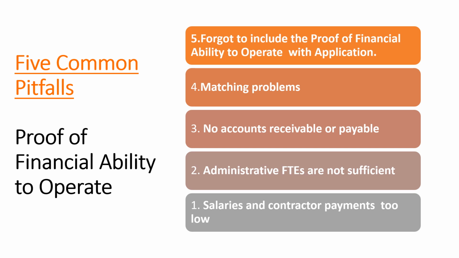And finally, salaries and contractor payments are too low. And that's the number one finding in the subject of this video. Basically, salaries can be paid to either administrative staff or healthcare providers. They are generally the largest expense item in the projection and therefore the most important. So ACA is going to be looking at these items very closely.